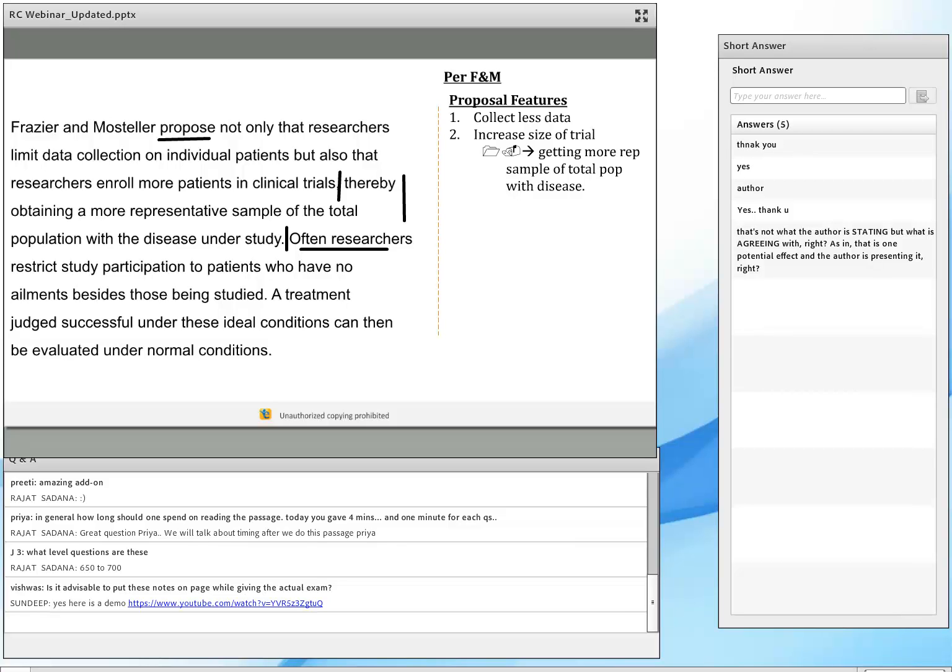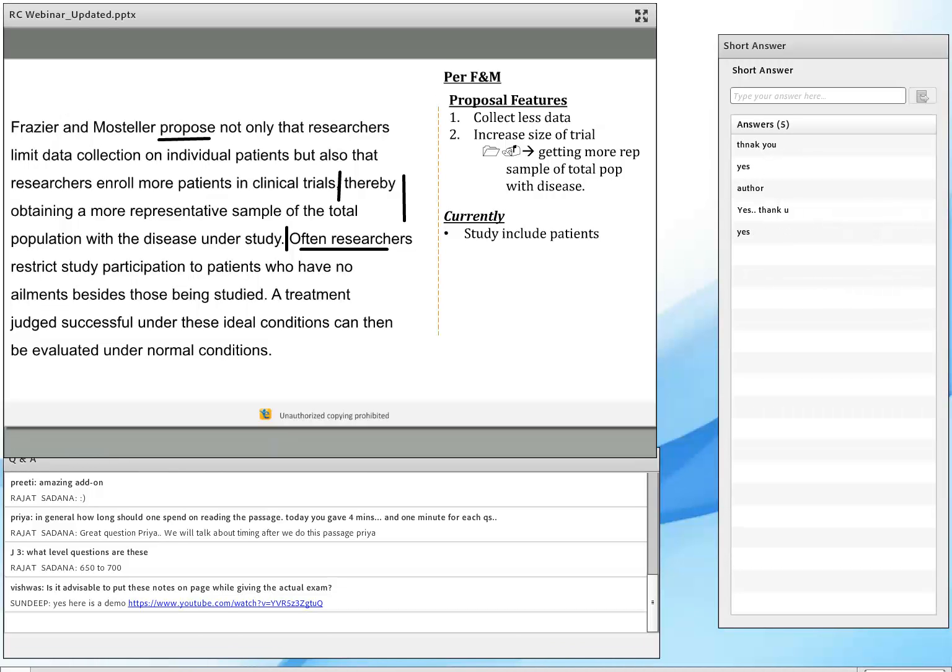Often researchers restrict study participation to patients who have no ailments besides those being studied. Okay, so currently the study, the way it's done, it only includes patients with the disease in that trial, and it's done under ideal conditions. Okay, and then as a step 2, a treatment which is deemed successful or judged successful. Judged means deemed or considered over here. Under these conditions can be evaluated under normal conditions. So then this part is what the author is saying. This is what the current process today is. This is a factual piece of information that I as an author am presenting to you.